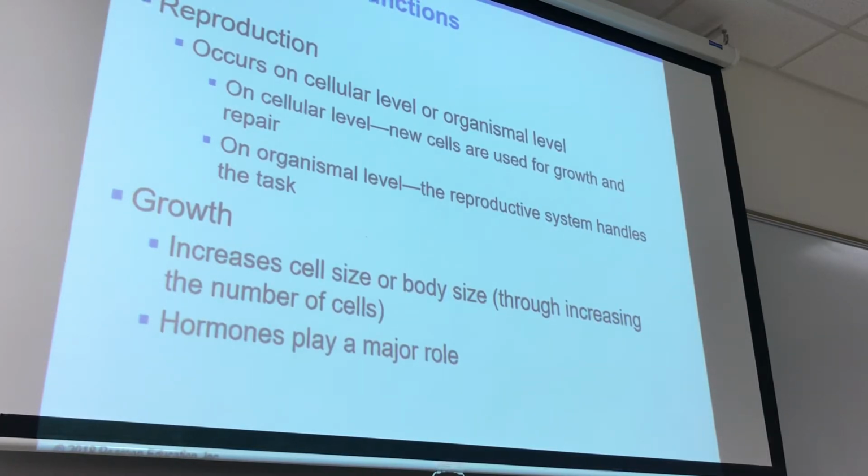And if we can't reproduce the cells that were damaged, well, then how can we expect that tissue to function properly? All right, if you cut your skin and now you have an opening where bacteria and viruses and funguses and all kinds of things can get into the body, we can't expect to stay healthy. We have to be able to find a way of reproducing on a cellular level to repair tissues that are damaged. Growth, we need to get bigger.